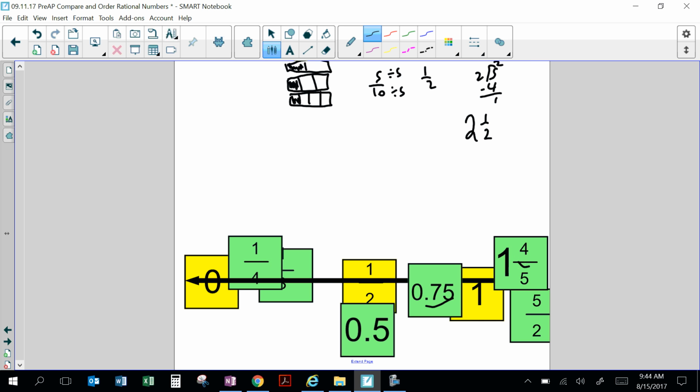As you can tell, there's not really a lot of room here. If I was doing this on a board, there'd be a lot more room. So the least is 0, 1/4, 1/3. These two are equivalent. 75/100, 1 whole, 1 4/5, and 5/2, which is 2 1/2, or 2 5/10.